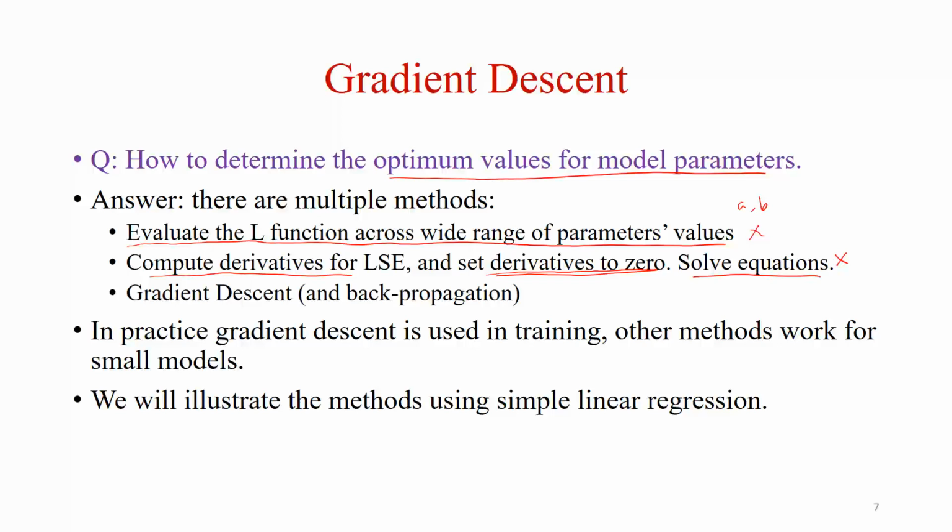The final method is gradient descent, which uses backpropagation, and this is what everybody uses to train neural networks.